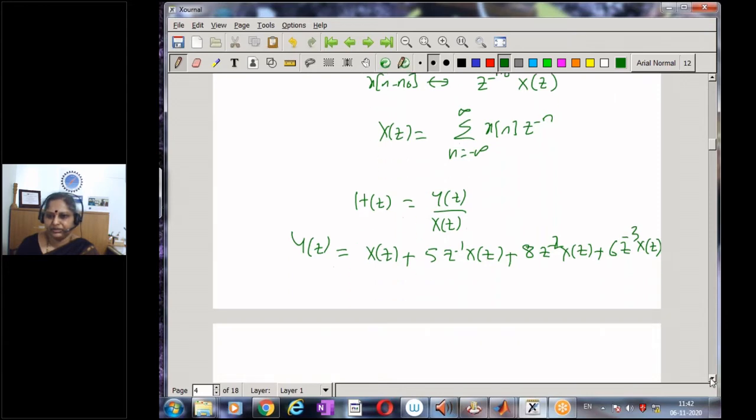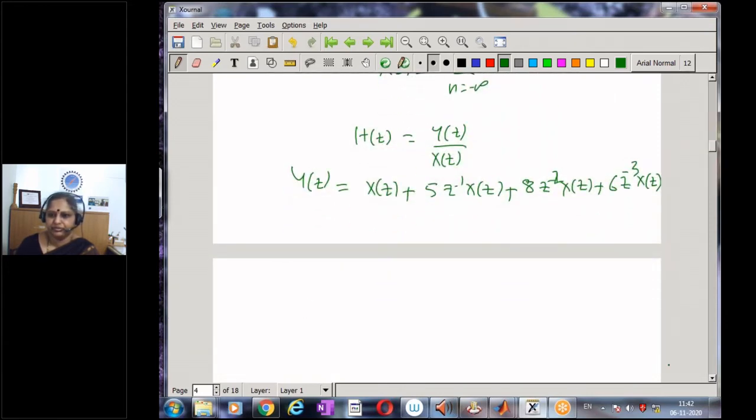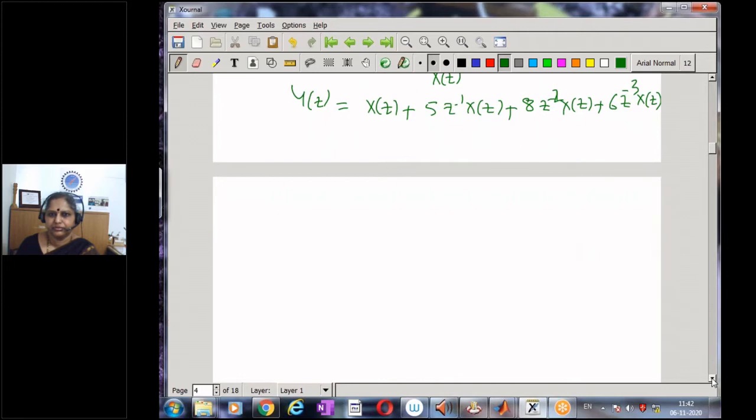And what we have is y of z equal to, I can write this as 1 plus 5z inverse plus 8 z power minus 2 plus 6 z power minus 3 into x of z, because all the terms are getting multiplied by x of z.